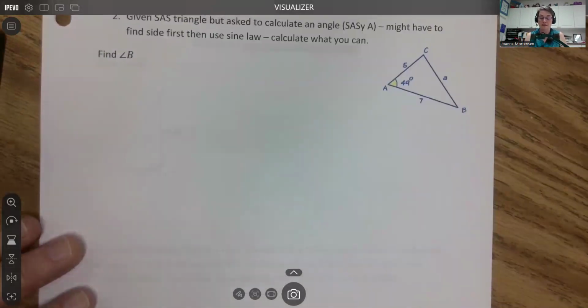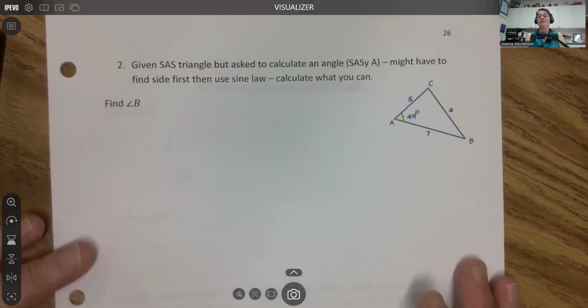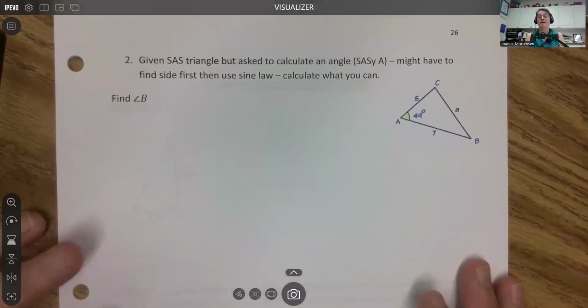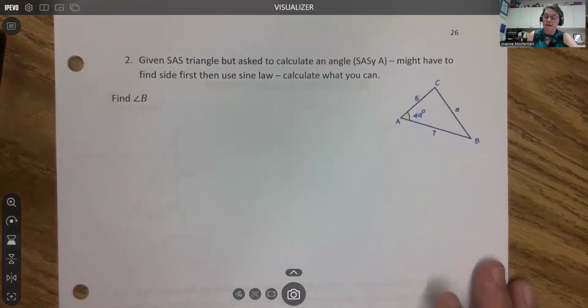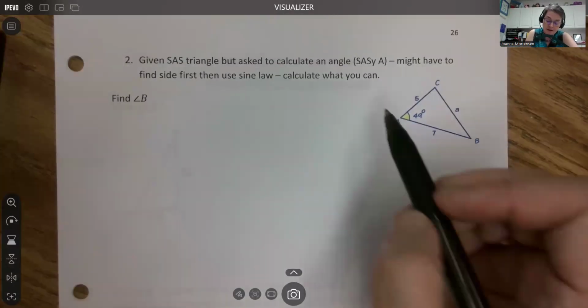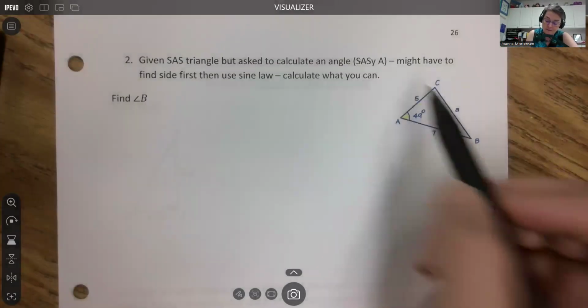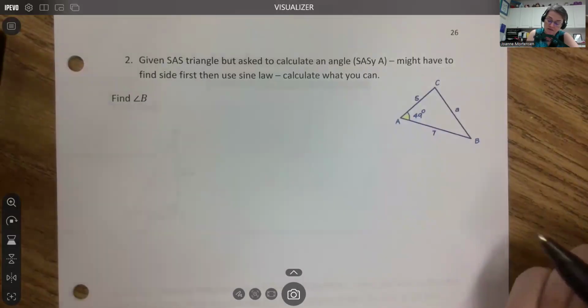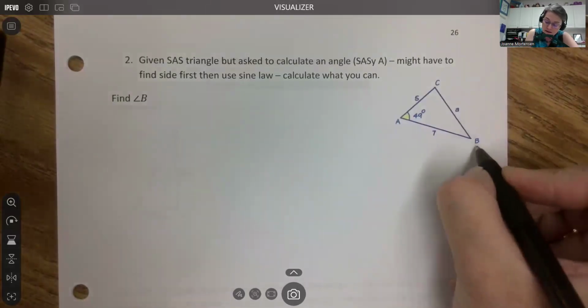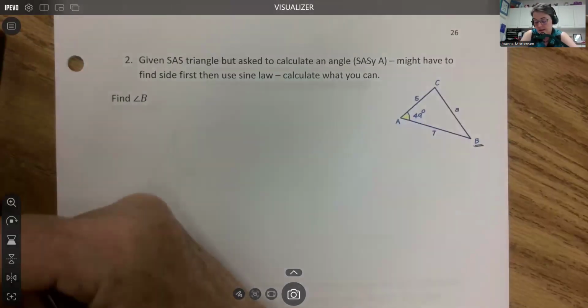Okay, now this is one of my favorite ones, and it's usually a bonus question on a test, and I call it the sassy A question. Never mind, you can figure it out, you're smart. Okay, side angle side. So here's the question, find angle B. And if you look at angle B, you go, I got nothing.